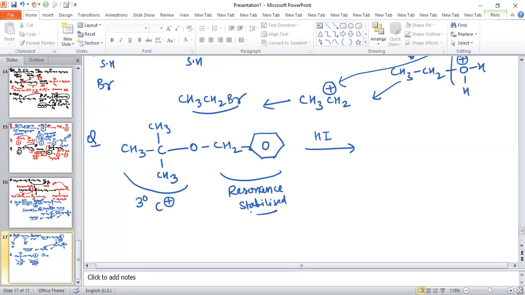Now what happens? You can easily identify. Definitely the reaction mechanism will be SN1. This is H plus, this is I minus. So we know the stability of a resonance stabilized carbocation is more than that of a 3 degree carbocation. So cleavage of bond will occur in this way, that the positive charge will be generated on this carbon and negative charge on this.